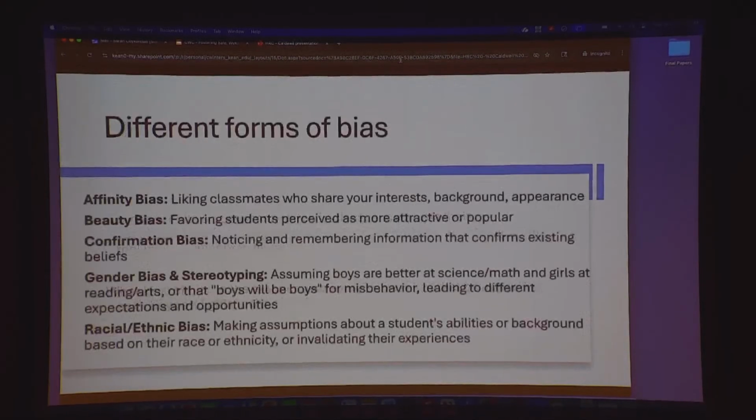So can we go back, thank you. Affinity bias, okay. Beauty bias, okay, interesting. What else? Any other ones?